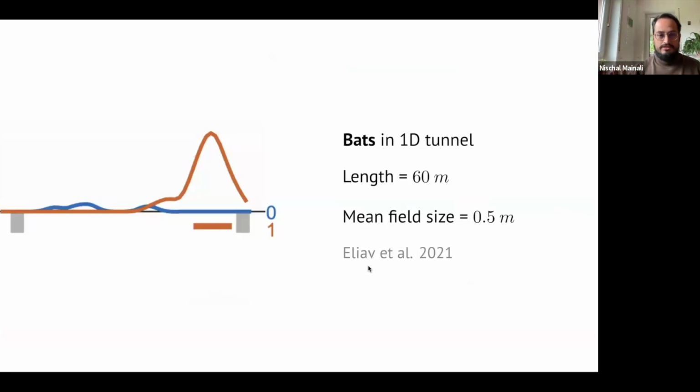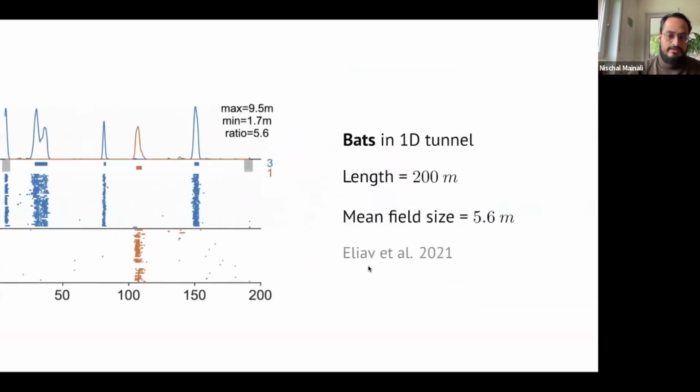And the colors simply mean the two directions. So here you see an example of a cell that has a very nice parabolic looking field in this small environment. Now, when we go to a larger environment for the same animal, that is, we go to something like 200-meter long environment, we start seeing place fields that look like this, or tuning functions that have multiple place fields.